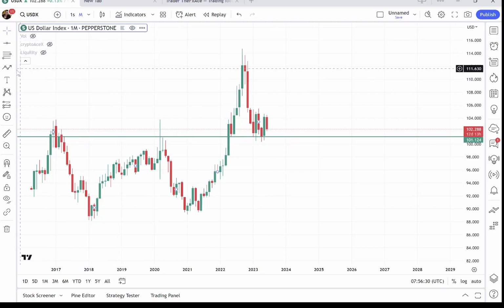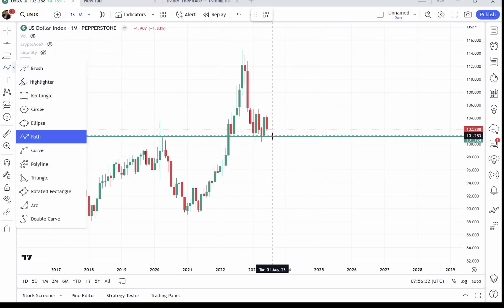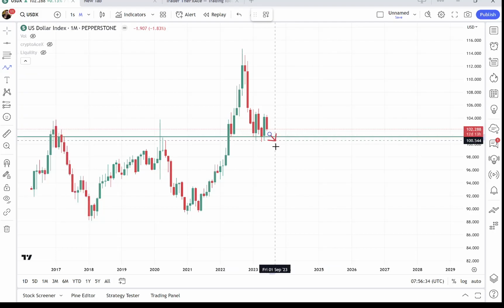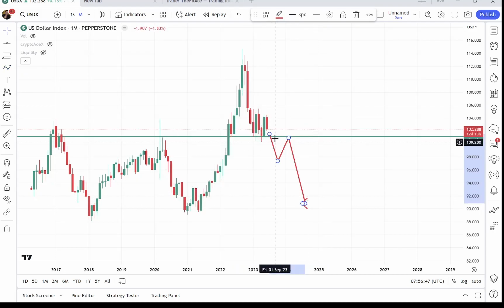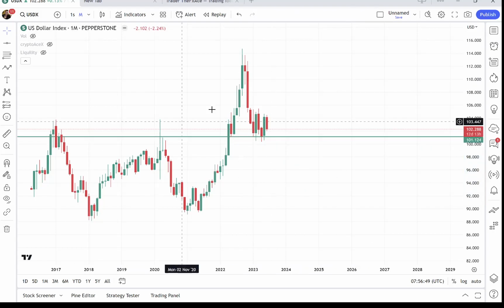Long term, what I'd like to see on the US dollar, if we're going to go bearish, is a breakthrough of this support, coming up to test the area it broke out from, and then a move back down towards the 90 area. That's what I'll be looking for longer term.